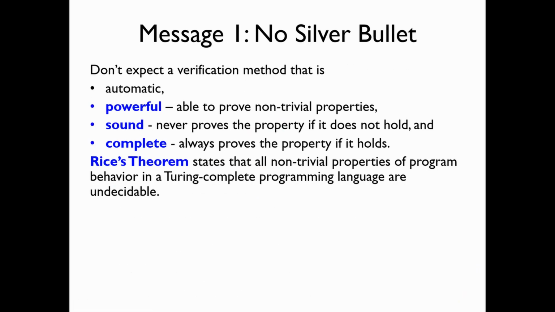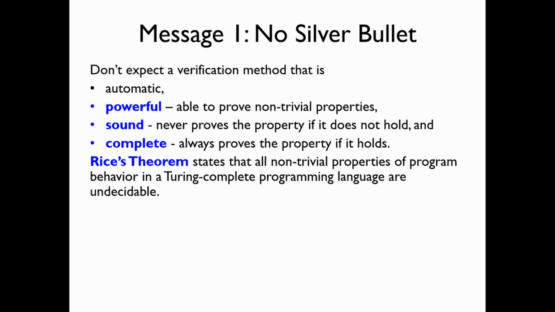Message 1 is very bad news. There is no silver bullet. No solution to the verification problem exists that has all properties one would like it to have. What are these properties that we would like it to have? It should be automatic, that is push button, and not need a little help by our friend the user. It should be powerful, that is able to prove non-trivial properties. It should be sound, never prove the property if it does not hold, and it should be complete, that is always prove the property if it holds.